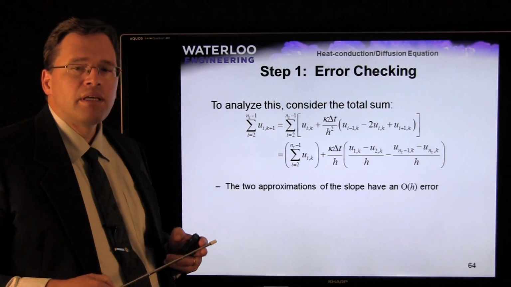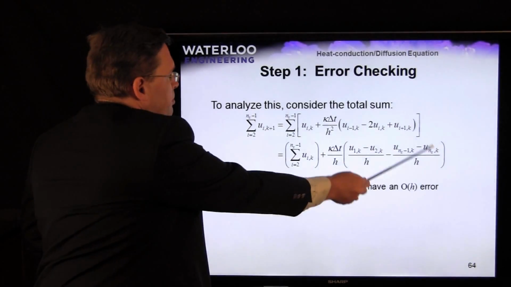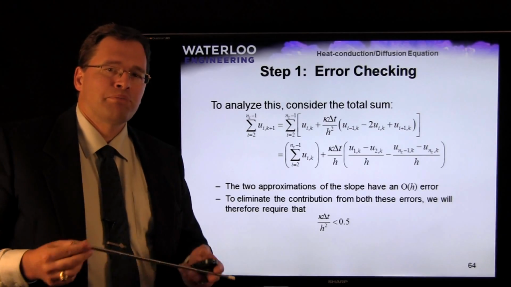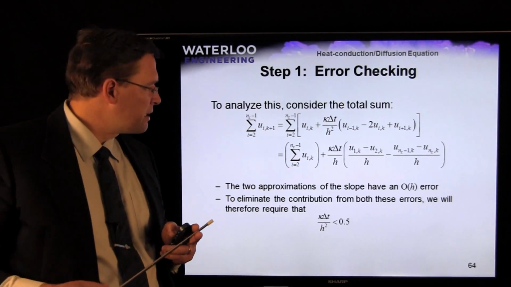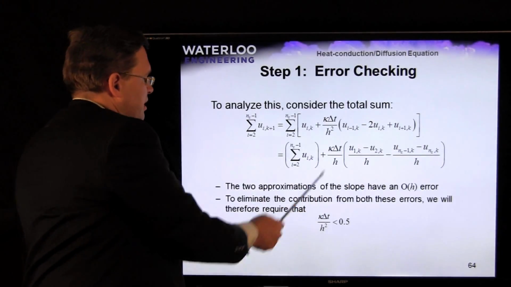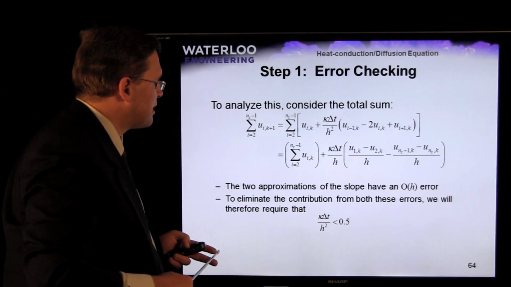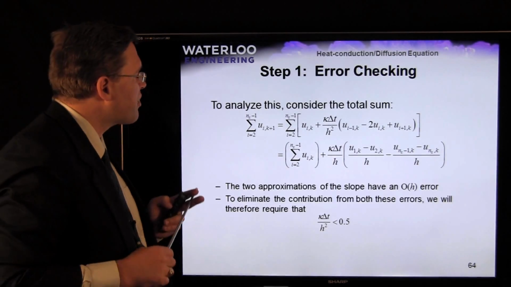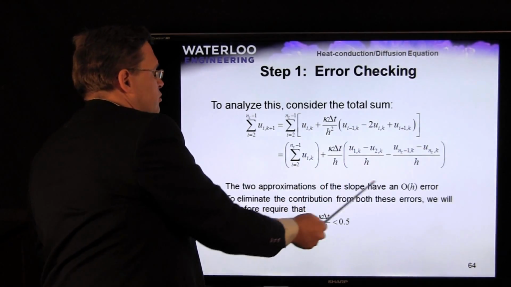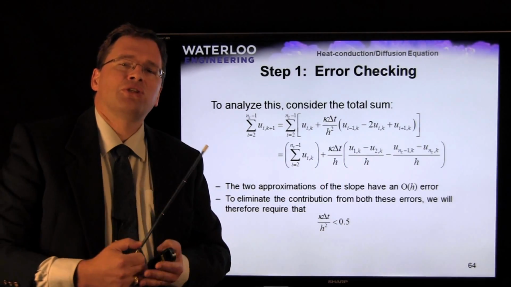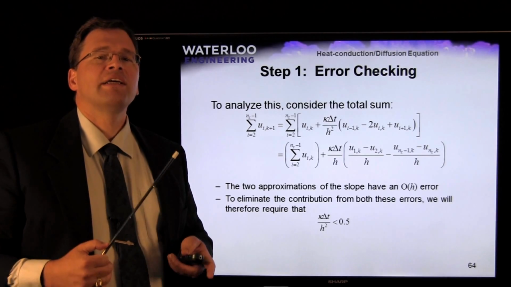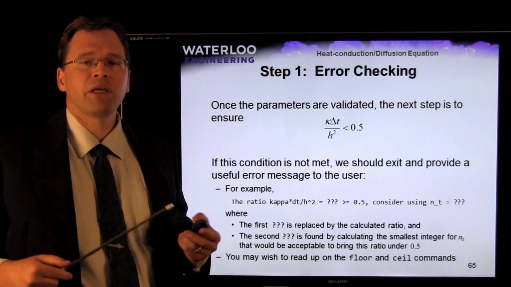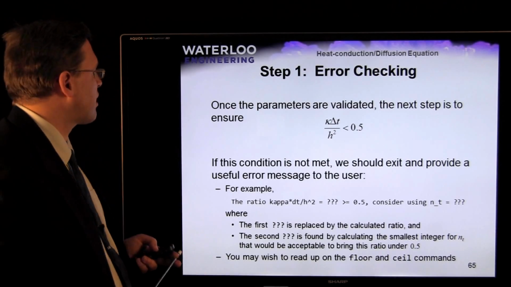Now, the approximation of these two slopes here, as you see, has an order h error, and I'm not going to prove it. However, I'm going to just simply state that to deal with this, we have to ensure that this ratio kappa delta t over h squared must be less than 0.5. What that will do is that will essentially create a contraction mapping here and will ensure that any error that is introduced does not actually continuously contribute to the problem. We're going to see what happens if we don't satisfy that.